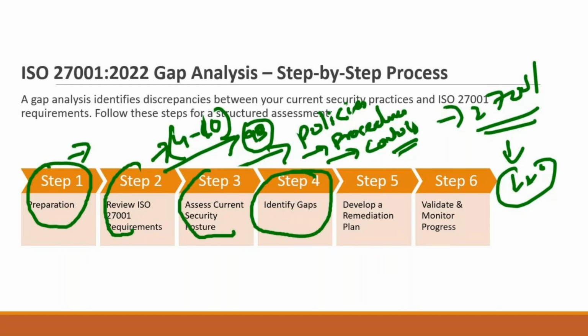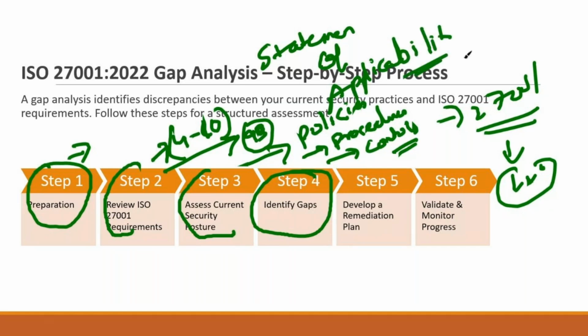SOA stands for Statement of Applicability. This is a very important document. In this, all the 93 controls are listed. Out of these 93 controls, which are implemented and which are not, you will get all the details.